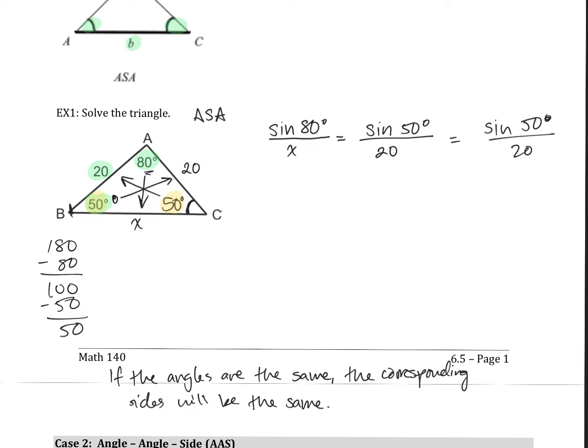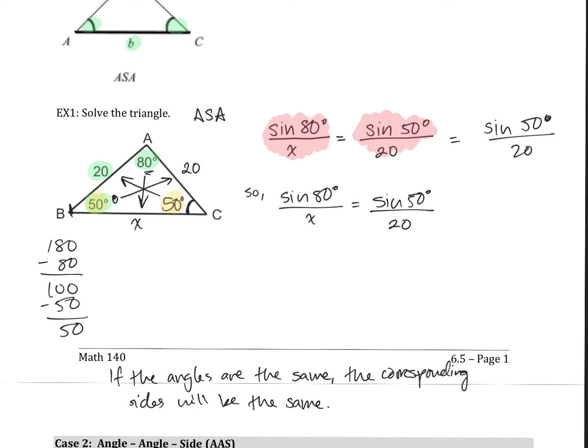So once again, I'm trying to solve for a variable, so I know I'm going to include this one in my equation. And then for the other two, it doesn't matter which one we pick. They're actually both the same in this case. So I'll go ahead and just pick it equal to this one. Let's go ahead and solve. So we know that sine 80 degrees divided by x will be equal to sine of 50 degrees divided by 20.